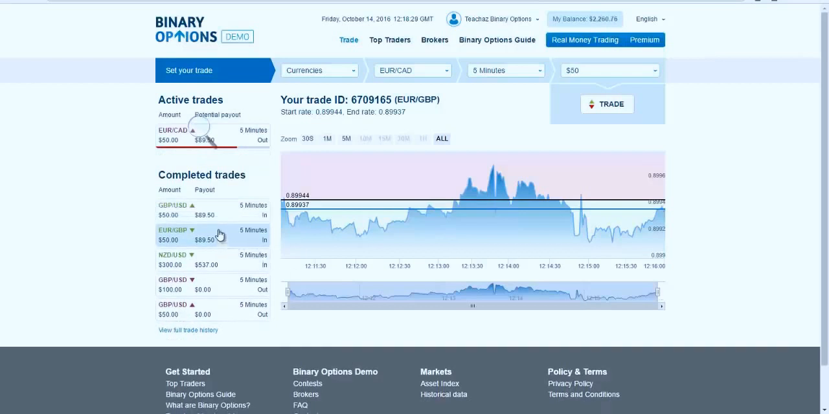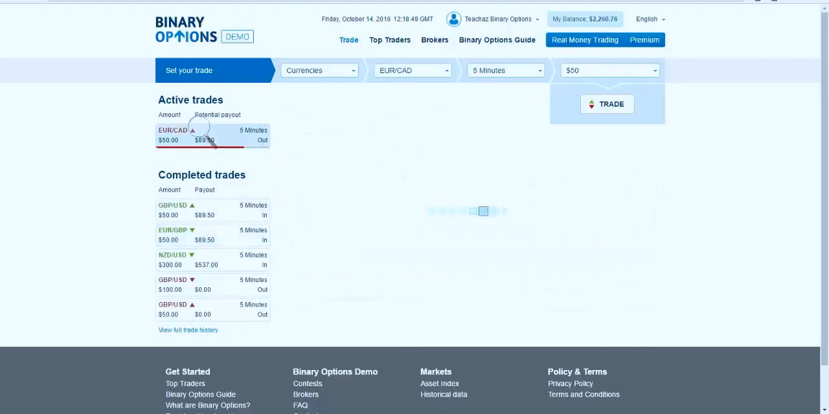All right, this trade is also expired, guys. You can see now I'm around 2260, and when I started, I think I had 2230. I won 2 trades so far, 2 out of 3. This one looks like it's a losing trade.